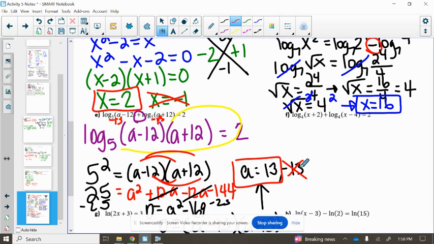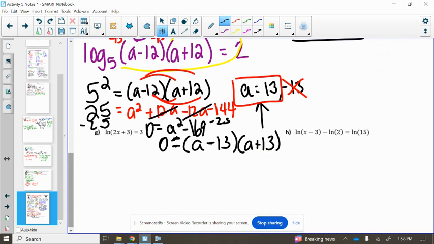All right, now the next one is very similar to the last one. The first thing, you want to rewrite this so that you condense the left-hand side. And then from there, you want to make sure you solve to get the values for x. Remember to check for an extraneous solution.